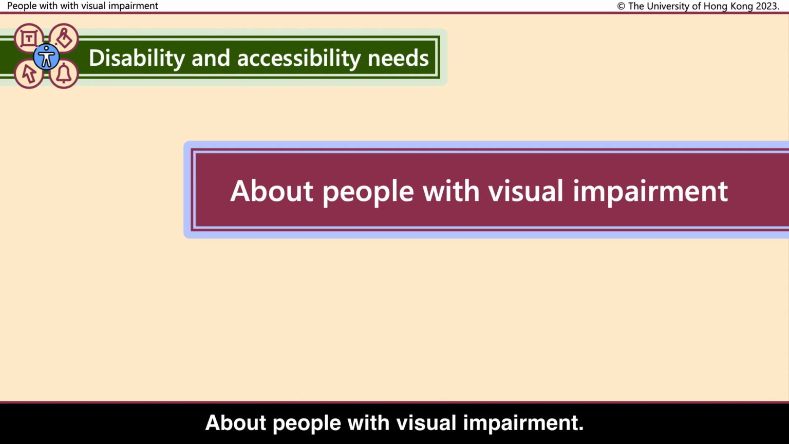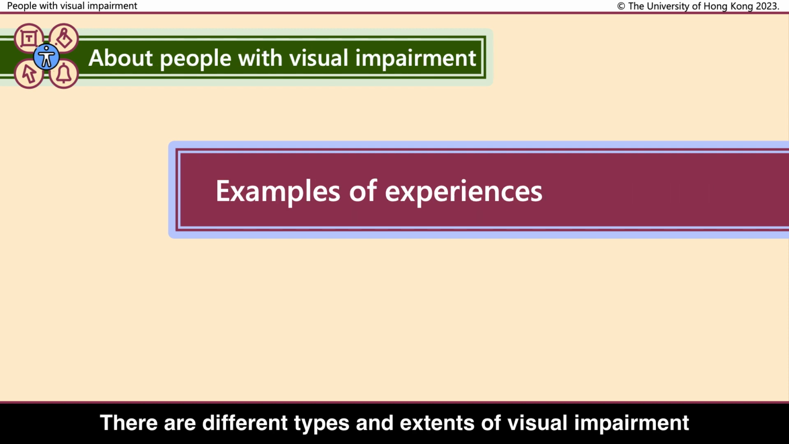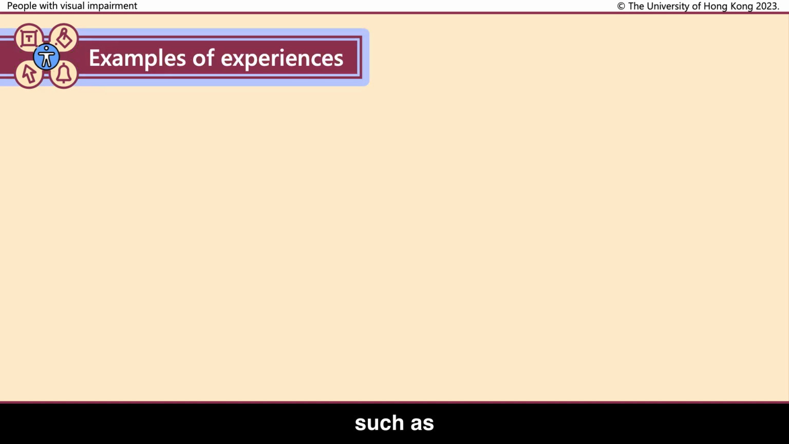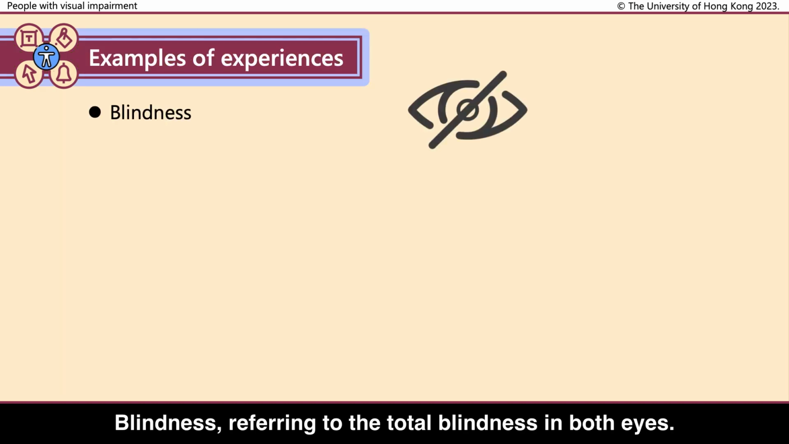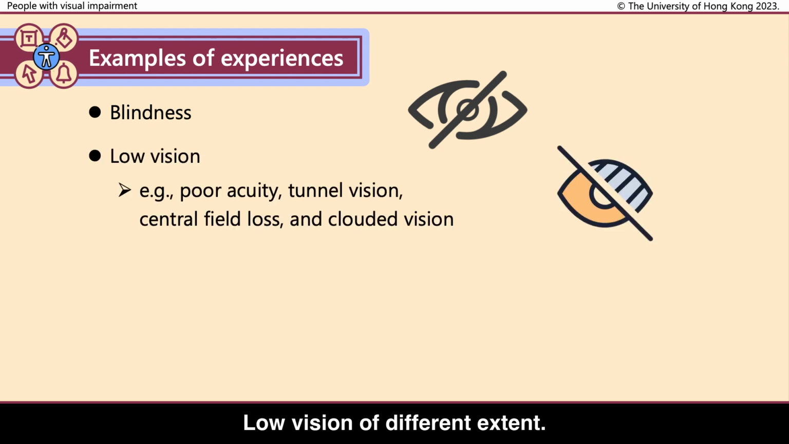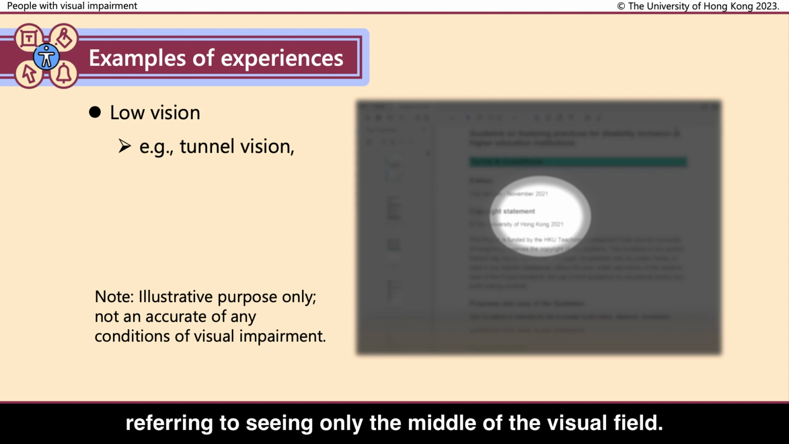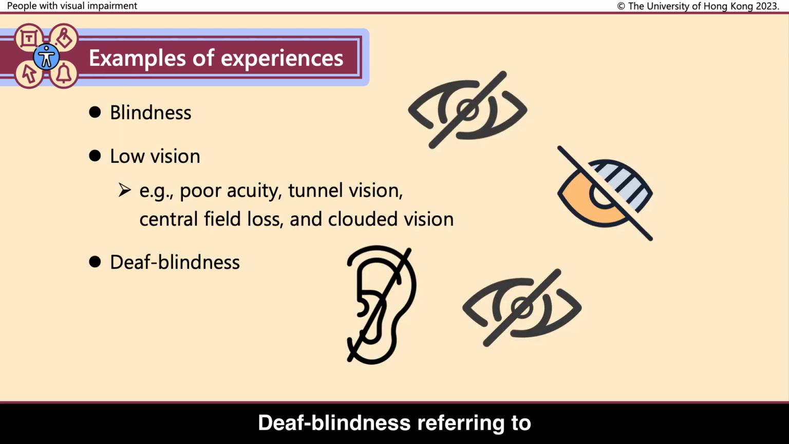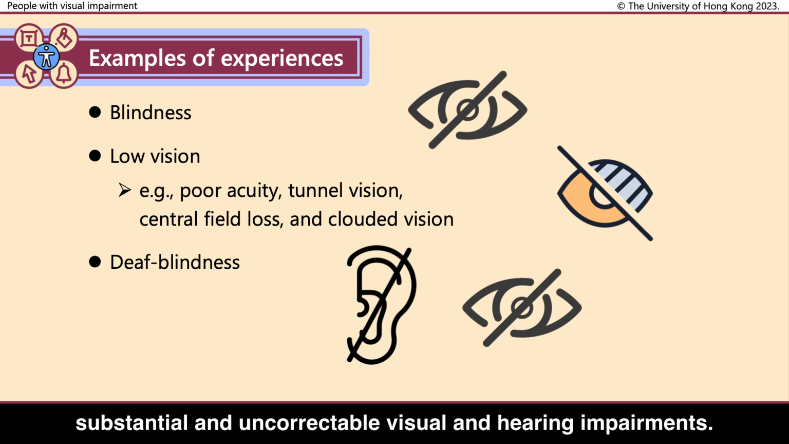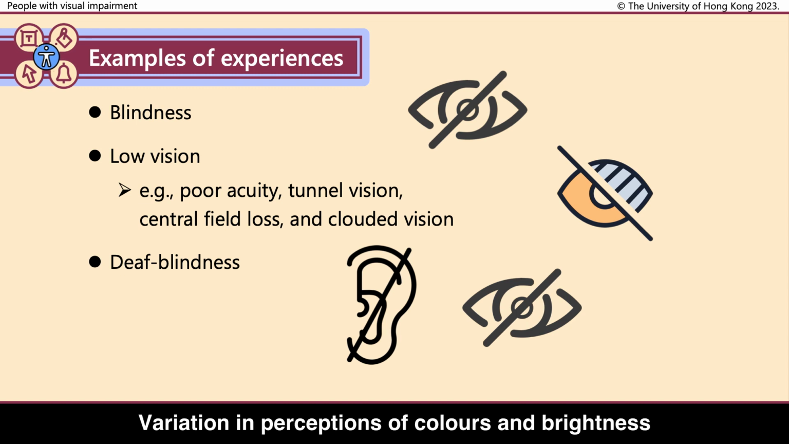About people with visual impairment. There are different types and extents of visual impairment, such as blindness, referring to the total blindness in both eyes. Low vision of different extent. An example is tunnel vision, referring to seeing only the middle of the visual field. Deaf blindness, referring to substantial and uncorrectable visual and hearing impairments.